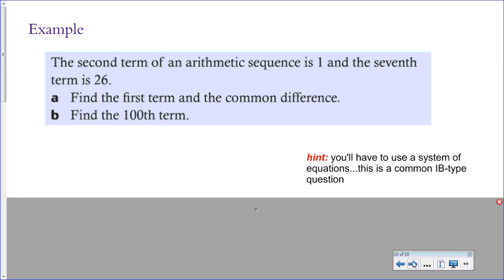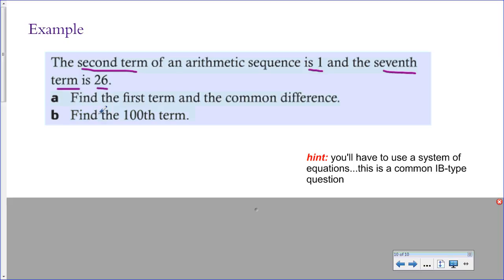And then this is a really common IB exam type question. Here they gave us the second term of an arithmetic sequence. Okay, so the second term is 1, and they gave us the 7th term. So they're giving us 2 random terms. They are not giving us the first term this time. So now we don't know the common difference, d, and we don't know the first term, which is u sub 1.